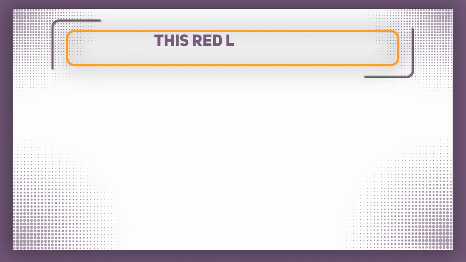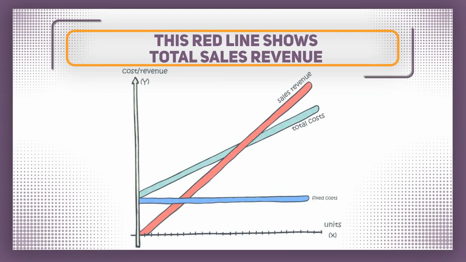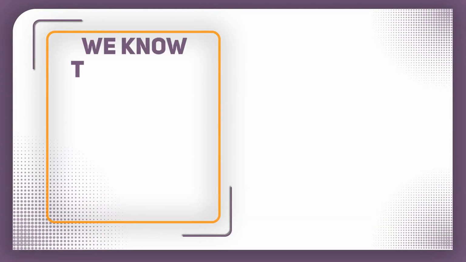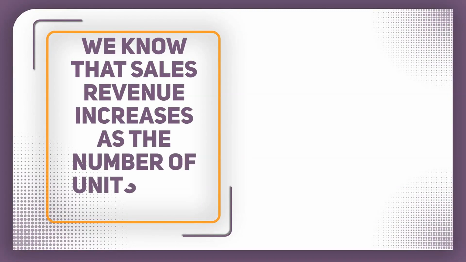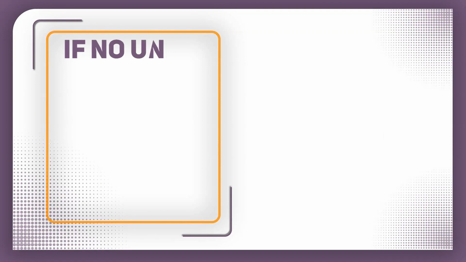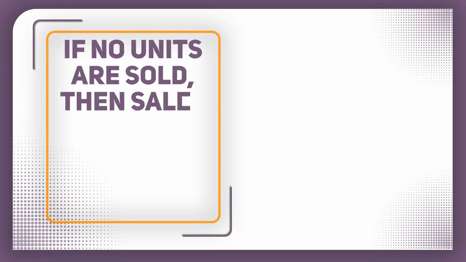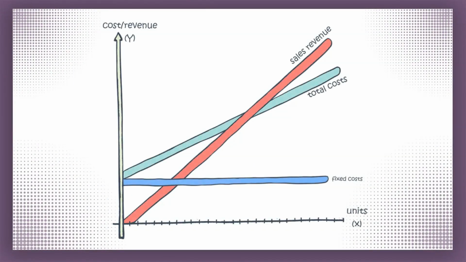Finally, this red line shows total sales revenue, total income from sales. And we know that sales revenue increases as the number of units sold increases. As we sell more, we make more revenue. And if no units are sold, then sales revenue will be equal to, well, 0. And that's why this line starts at 0 and it slopes upwards as the units sold increases.